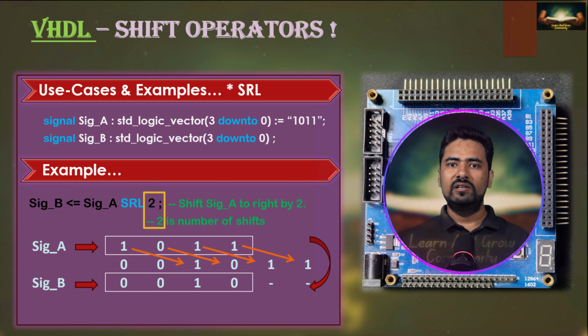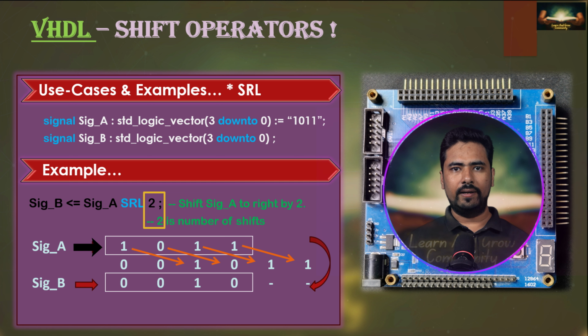Now cycle 2 will again shift the data by 1 more index. So dash 101 will become dash dash 10. Now replace the dash dash of the left indexes with 0. So dash dash 10 will become 0010. And now this value will be assigned to signal B. Hence we shifted 1011 to the right by 2 indexes and we get the result 0010. The last two values of signal A, that is 1, 1, from the first and 0 indexes are shifted out, and index 2 becomes index 0 and index 3 becomes index 1.